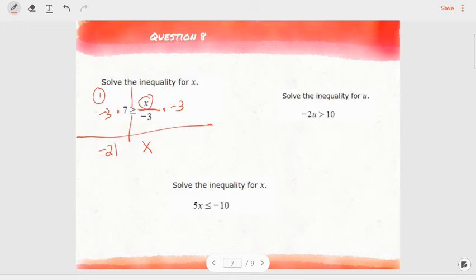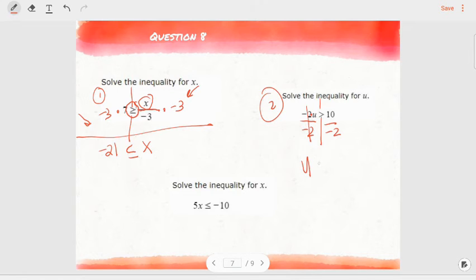Now remember, with negatives and multiplying and dividing and inequalities, we need to flip the sign if we multiply by a negative, and there we did. So since I did, I'm going to flip that sign from greater than or equal to, to less than or equal to. Option number 2, I might have a letter next to a variable. Remember, that means multiplication. So in order to undo that multiplication, I'm going to divide both sides by negative 2, and I'm left with u.